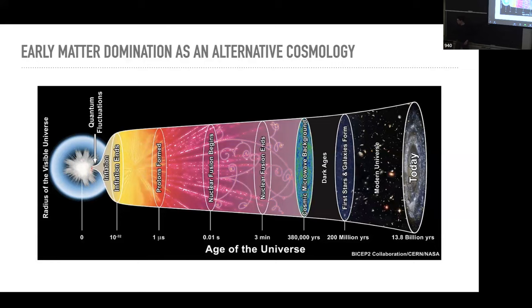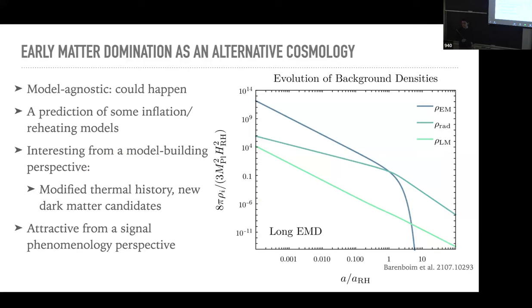You could have a potentially long early matter dominated era at some time after the end of inflation, so long as by temperatures of about 10 MeV, you've returned to radiation domination. And that could be fun, because there are all sorts of models that you can make work, and all sorts of interesting signal phenomenology associated with new windows for dark matter as well as small scale structure formation and so on, associated with an early matter domination.